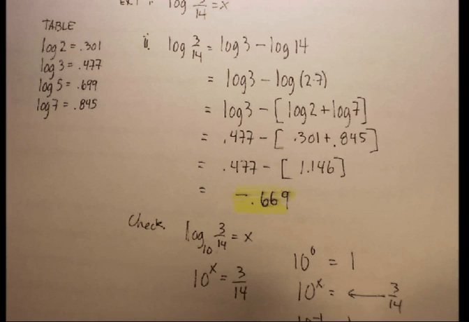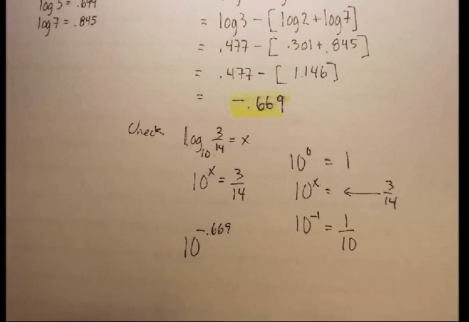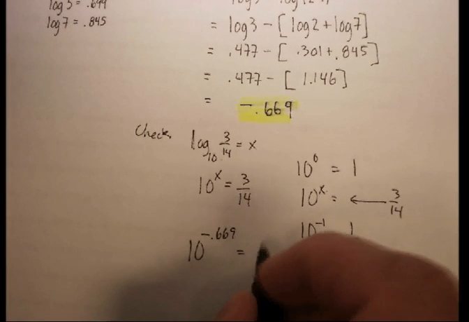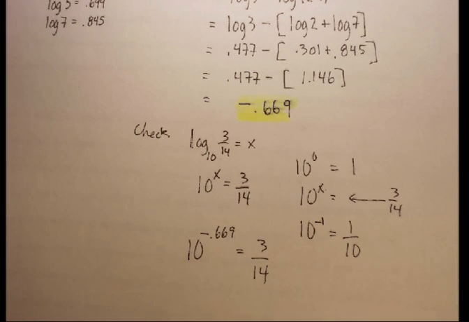So really what I have said here is that 10 to the -0.669, sorry about that, I was a little bit off the camera. I'm saying that 10 to the -0.669 is equal to 3/14, and that does make sense. Okay, I hope this helps you. Good luck with these videos.